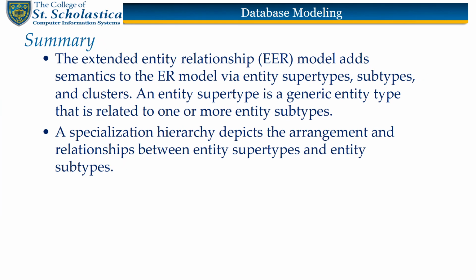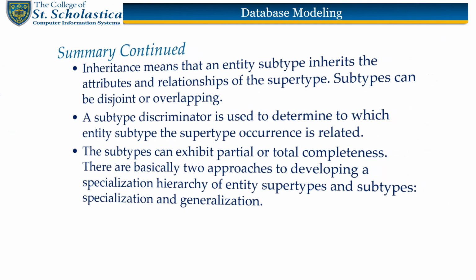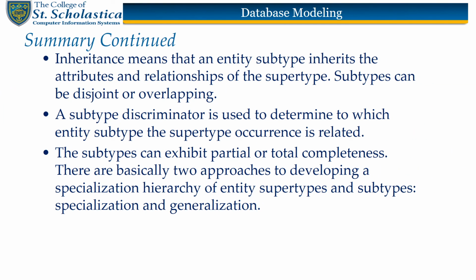In summary, the extended entity relationship, the EER model, adds semantics to the ER model via entity supertypes, subtypes, and clusters. An entity supertype is a generic entity type that is related to one or more entity subtypes. A specialization hierarchy depicts the arrangement and relationships between the entity supertypes and the entity subtypes. Furthermore, inheritance means that an entity subtype inherits the attributes and relationships of the supertype.